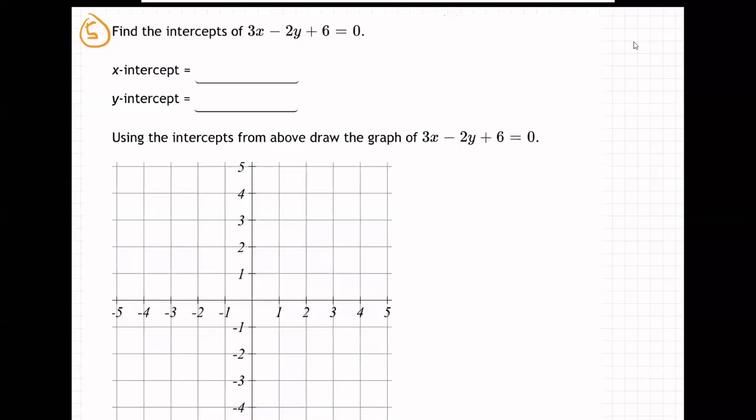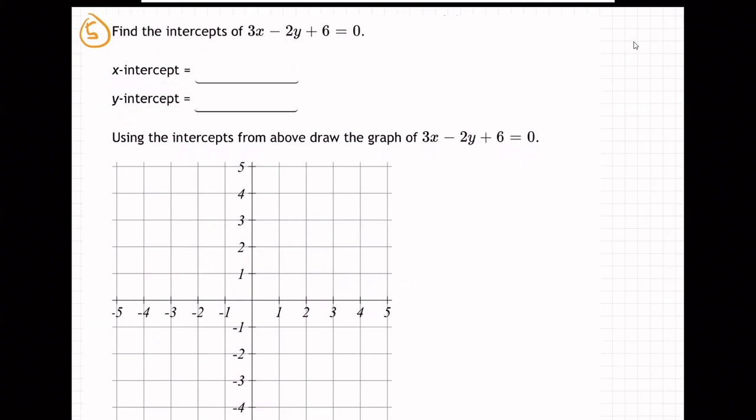Okay, on this question, they're wanting us to find the intercepts of that equation. So they're giving us the equation. They want us to find the intercepts and then use the intercepts to make the graph, some kind of line down here on the graph. Okay, so how do we do it? What do we know about intercepts?